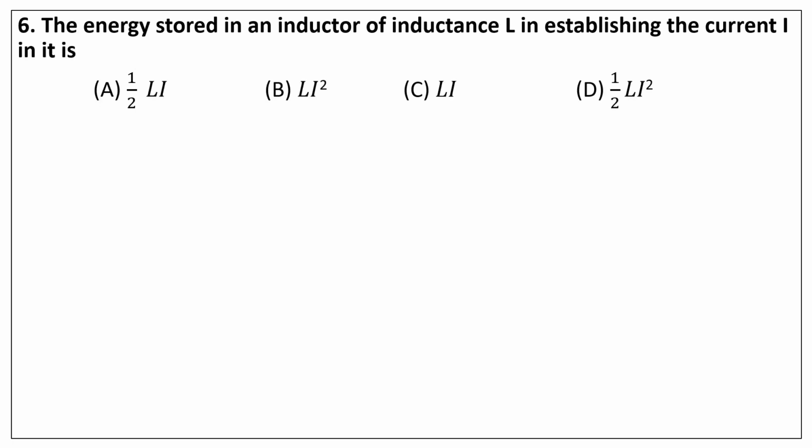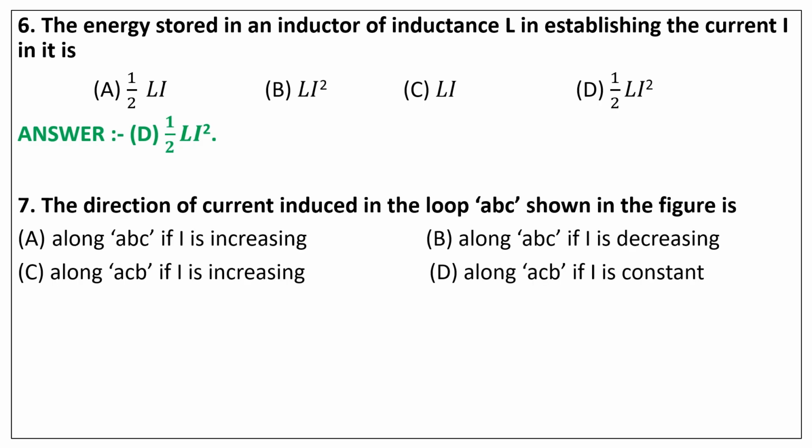6. The energy stored in an inductor of inductance L in establishing the current I in it is A. 1 by 2L, I, B. L, I square, C. L, I, D. 1 by 2 L I square. Answer, D. 1 by 2 L I square.